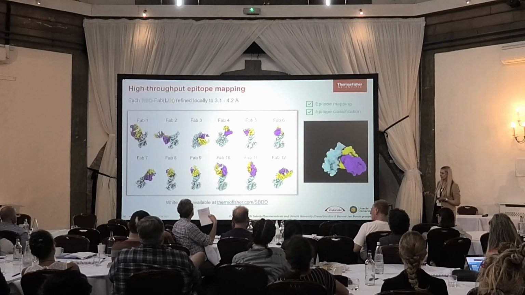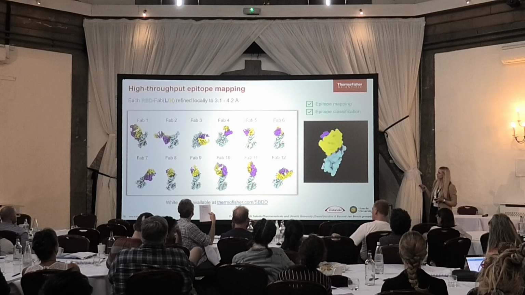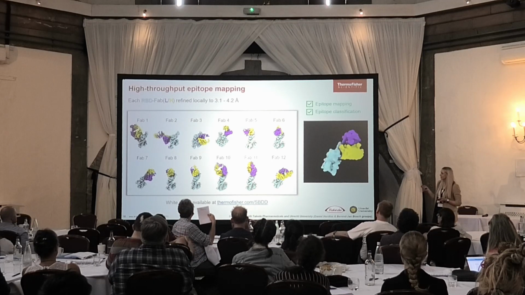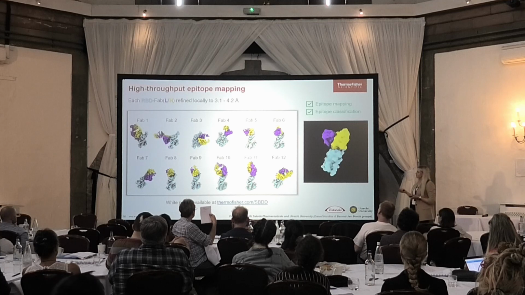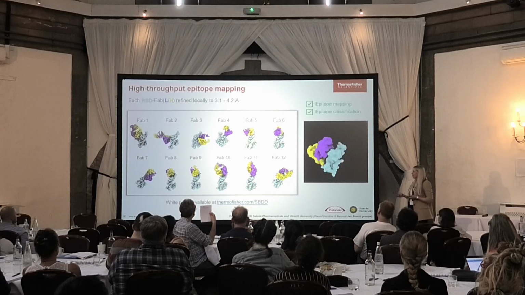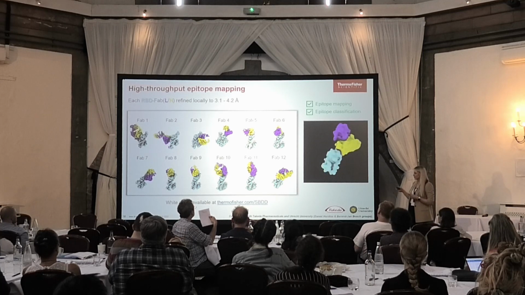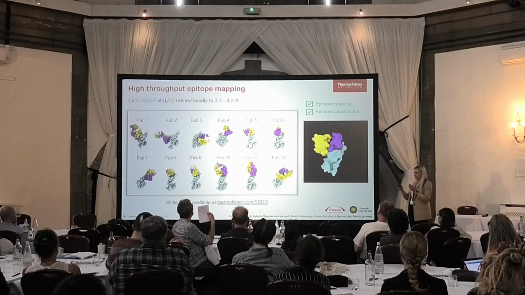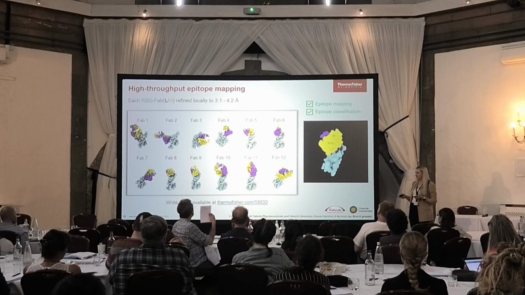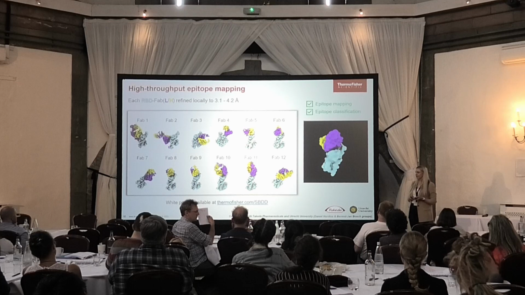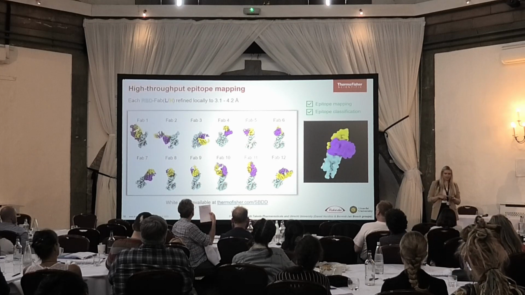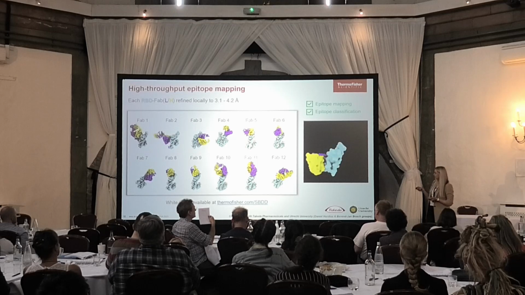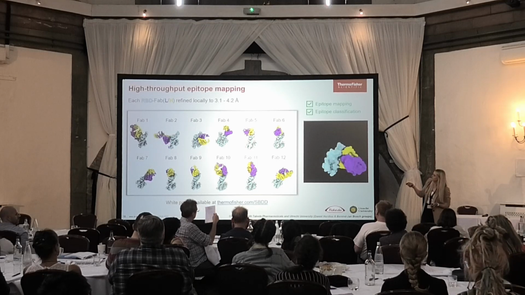So here are the 12 local refinements, with the RBD colored in blue and the Fabs colored in yellow and purple. You can see that all these Fabs are occupying really different epitope space. It's quite varied epitope space, so we were able to accurately define all the epitopes and classify all the Fabs. And yeah, the resolutions we achieved were about 3 to 4 angstroms.